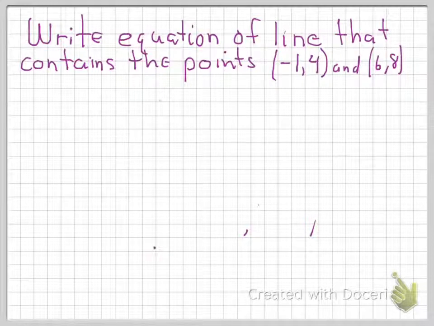Suppose we want to write the equation of the line that contains the points -1, 4, and 6, 8. We've got plenty of points. All we need is one point to write the equation of the line, but what we're missing at the start is the slope. So the first thing we have to do is use the slope formula to find the slope of this line.